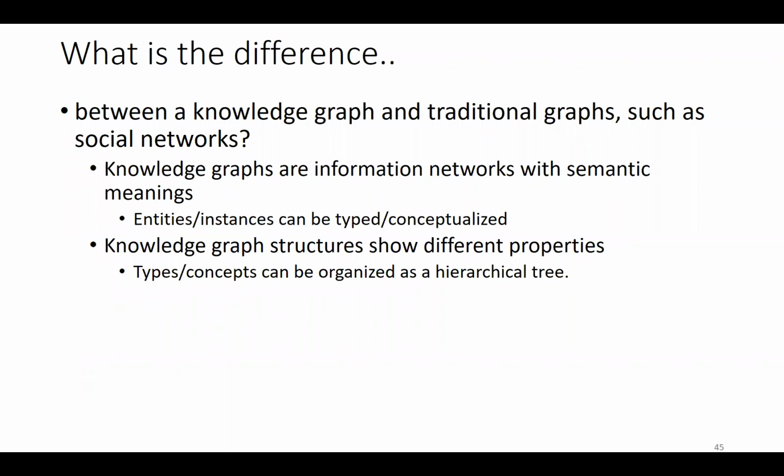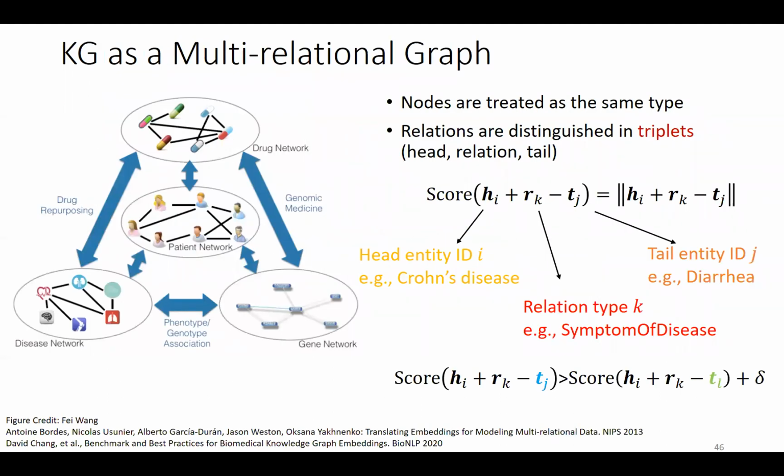A knowledge graph is quite different from other types of graphs, such as social networks. A knowledge graph is typically a semantic network or an information network with semantic meanings. So therefore, the entity's instance can be categorized, and the types of the concepts are usually organized as hierarchical trees. Therefore, when representing the knowledge graphs, we need to consider the structural and typed information. We can use a multi-relational graph to represent the knowledge graph.